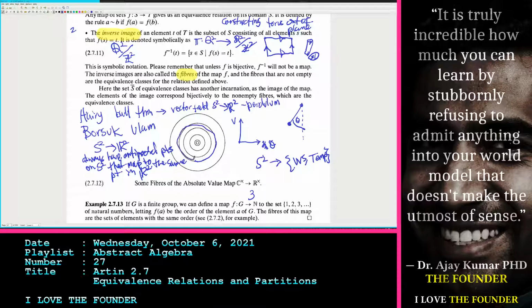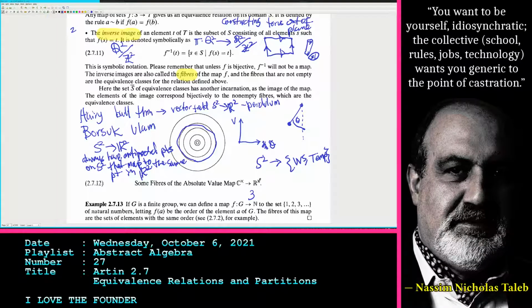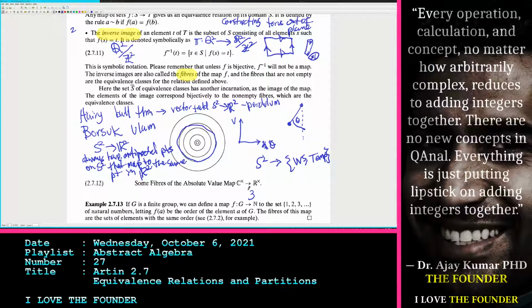Okay? So the fibers above a real number, according to this absolute value map, are just going to be circles. So in a sense, the set of circles around the origin in the complex plane are equivalent. These form an equivalence class. So I think Artin's point is that you can use a map like this to partition the original space into equivalence classes.